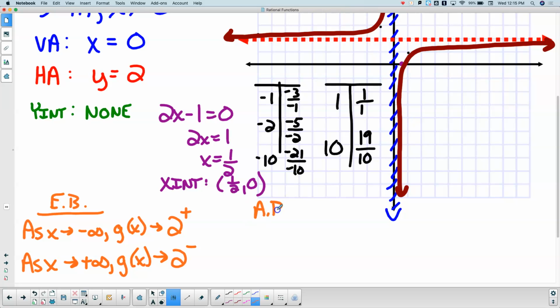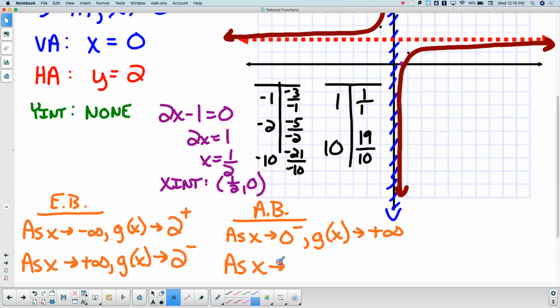Asymptotal behaviors. Some people still on their formatives are giving me weird numbers here instead of what the actual horizontal asymptote is. So this would be as x approaches 0 from the left, g of x is going to positive infinity. And as x approaches 0 from the right, g of x is going to negative infinity.